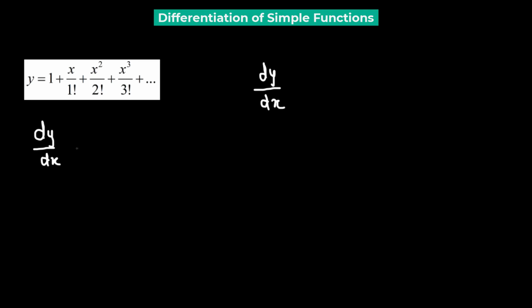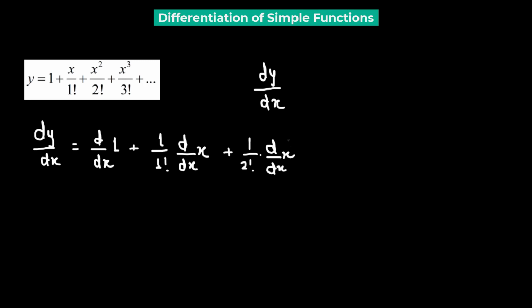So that is going to give us dy over dx is equal to the derivative of the first term, which is 1. Let's separate each of them. Now x, we have to find the derivative of x over 1 factorial. Now 1 factorial being a constant, we can pull it out of the differentiation. So we have the derivative of x plus 1 over 2 factorial times the derivative of x squared plus 1 over 3 factorial times the derivative of x cubed.